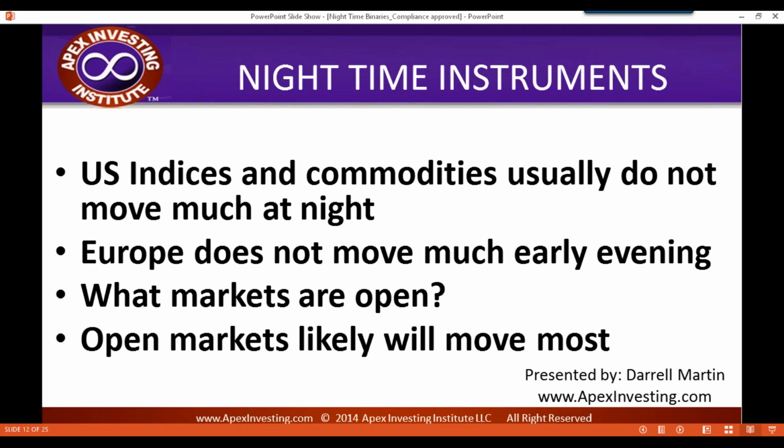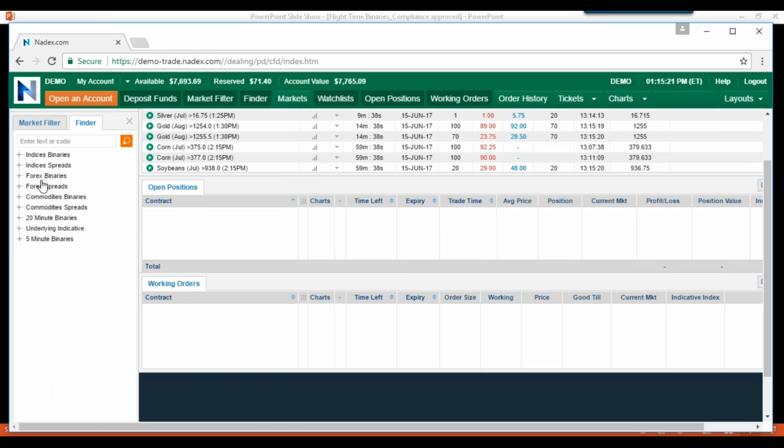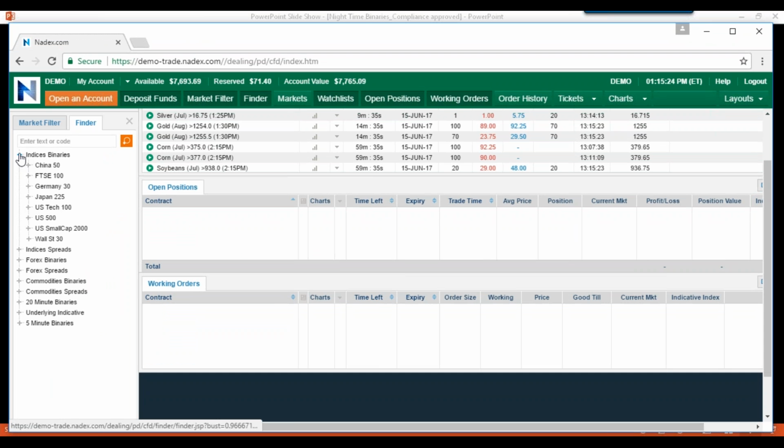So let's think about some of the popular markets. Let's bring up the Nadex platform over here and talk about some stock indices. Down here, under index binaries, these first 4 are international stock indices: the China 50, the London FTSE, the German DAX, the Japan Nikkei. Then these bottom 4 are the U.S. stock indices. The U.S. Tech 100 is a derivative of the Nasdaq. U.S. 500 is a derivative of the S&P. Small Cap is the Russell. Wall Street 30 is the Dow.